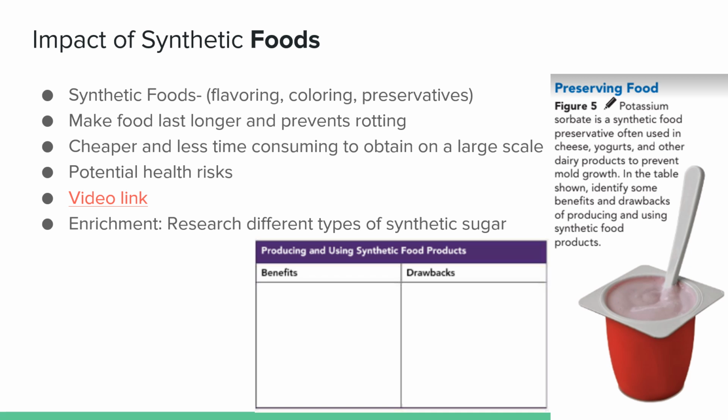So we're going to do this preserving food figure 5. Potassium sorbate is a synthetic food preservative often used in cheese, yogurts, and other dairy products to prevent mold growth. In the table shown, identify some benefits and drawbacks of producing and using synthetic food products.